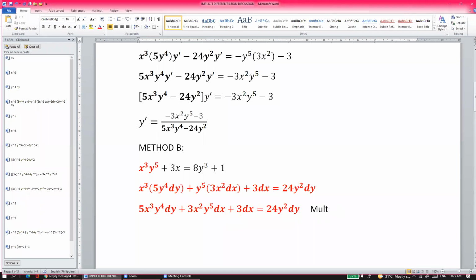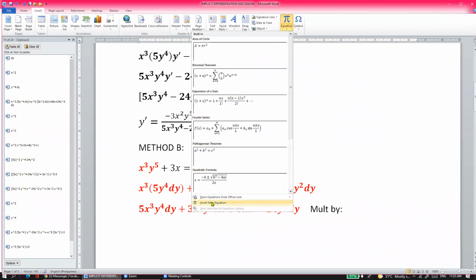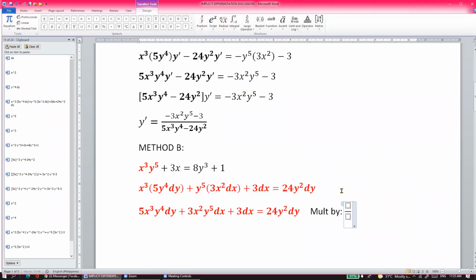Now, the next thing to do, para mahanap natin ang value ng y prime, we need to multiply the entire equation by, ito yung pag-multiply ko, mga anak, automatic ito. Kapag na-express mo na sa dy at dx lahat ng mga term, we need to multiply it by 1 over dx. Can you follow?